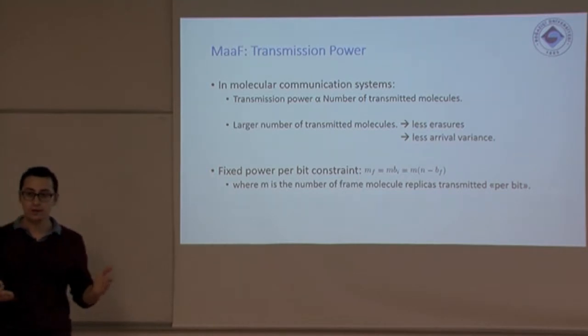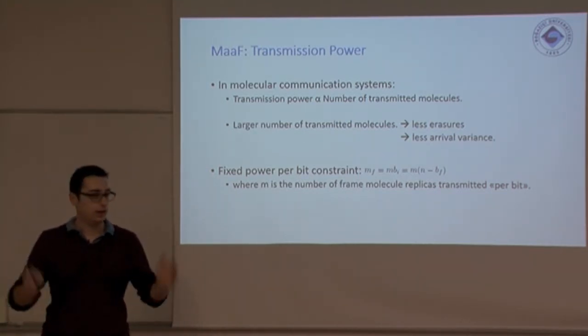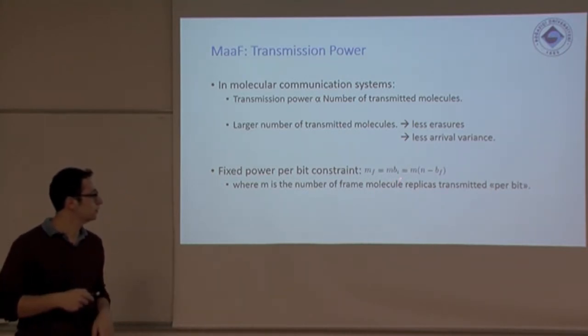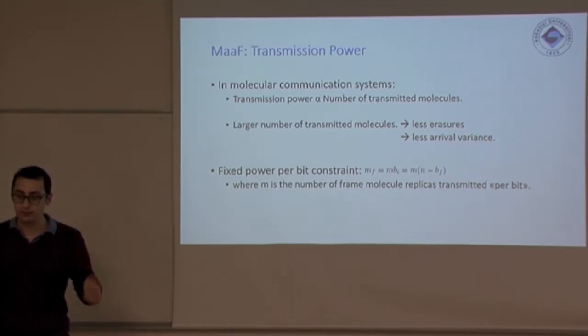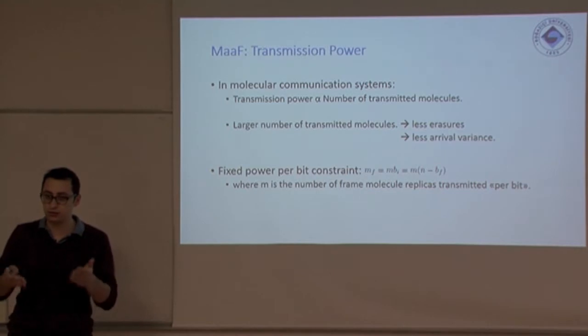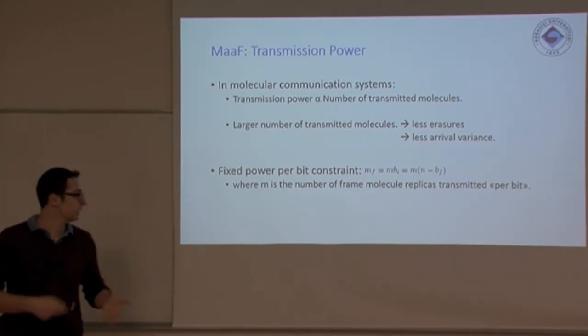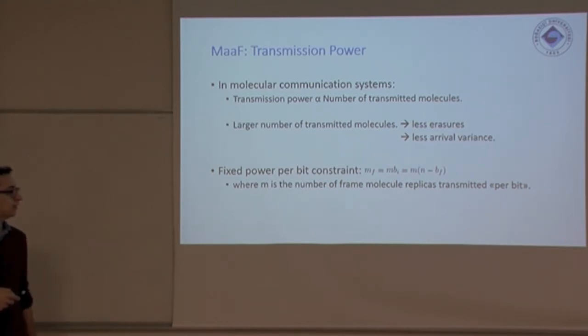Of course, we have BI number of information bits in our frame, and a molecule per bit constraint of m. So MF becomes BI times m, where, of course, m is the number of frame replicas transmitted per bit.